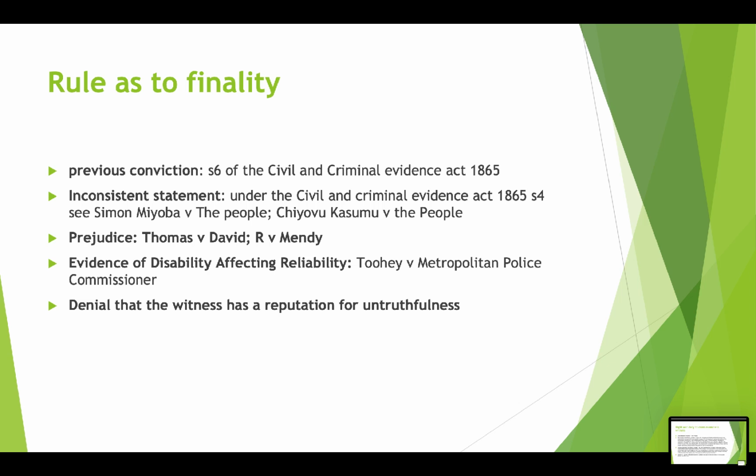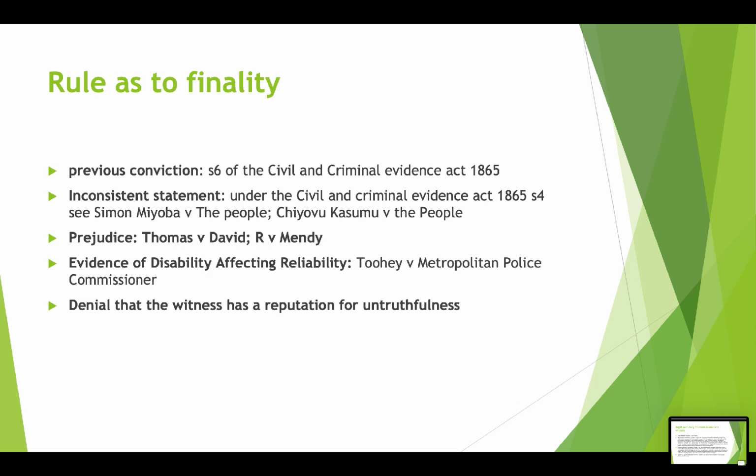The third one is bias or prejudice. If you can show a witness has a reason to lie, or a personal grudge, a financial interest, or a relationship with a party, you may pursue this and call evidence even if they deny it. Cases on this are Thomas and David, R v. Mendy, and so forth.